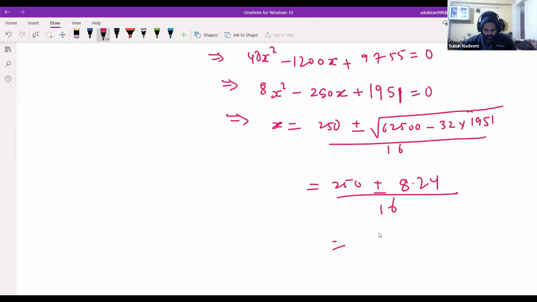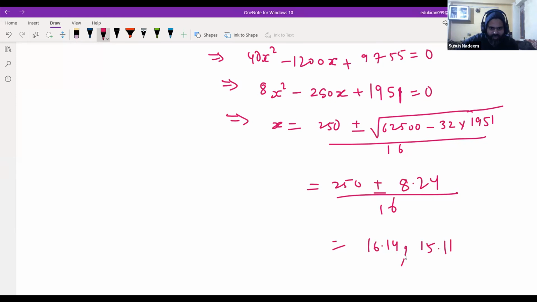Now here there is another thing which you have to check. 250 plus 8.24 is equal to 258.24, which divided by 16 will give you 16.14. One value is this. Another is 250 minus 8.24. It will be 241.76 divided by 16. It will be 15.11. So two values of x are coming.